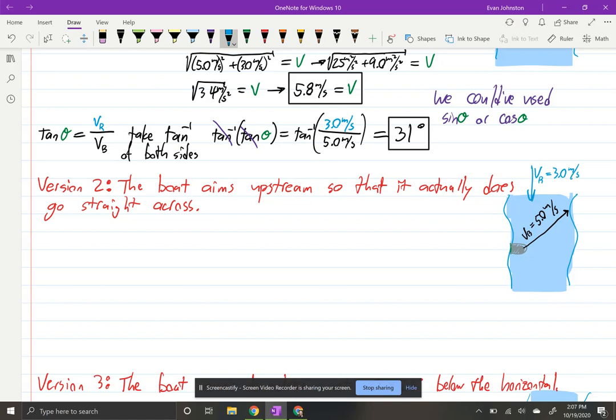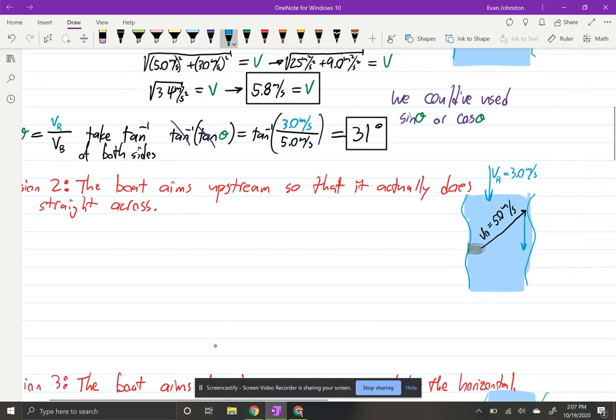But I'm saying that it actually does go straight across. So what this really means then is we're kind of doing this tip to tail thing. We're actually adding these vectors together. We're seeing here that v boat plus v river, that's this right here, ends up causing it to go straight across. And so that's what I'm trying to find now.